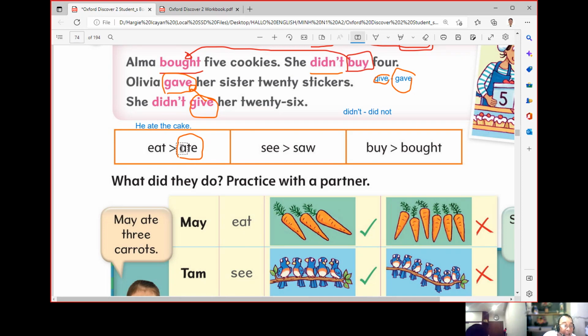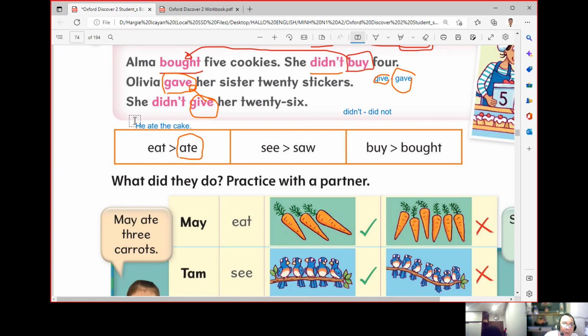Okay, you have to pronounce this as ate. Again, he ate the cake. This one is eat. Again, eat. Ate. Okay, so eat is in the present tense. Ate is in the past tense.